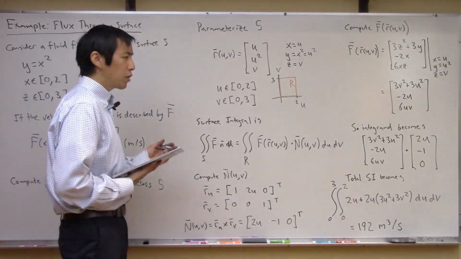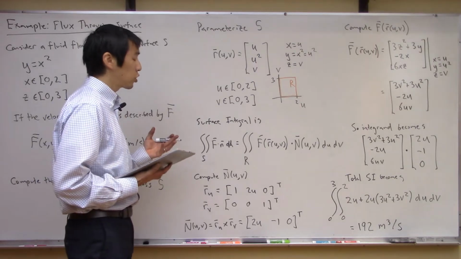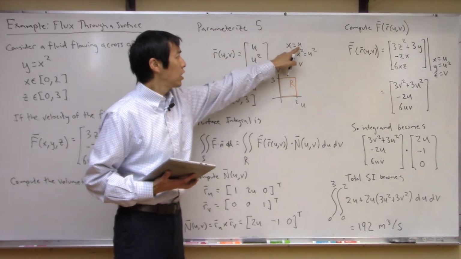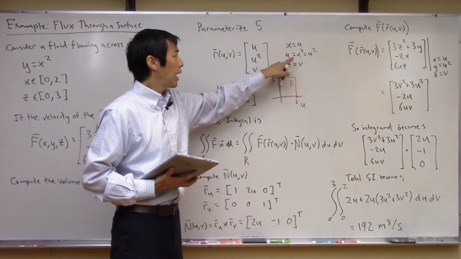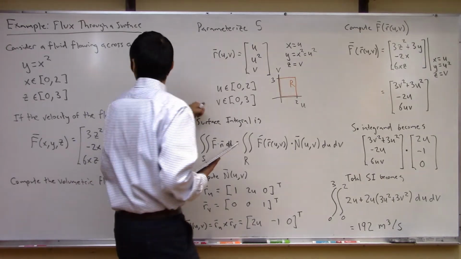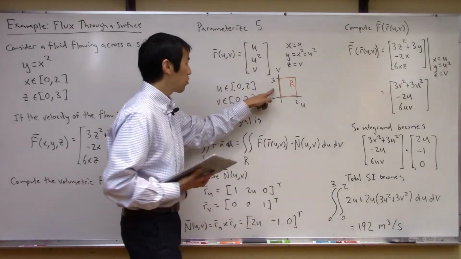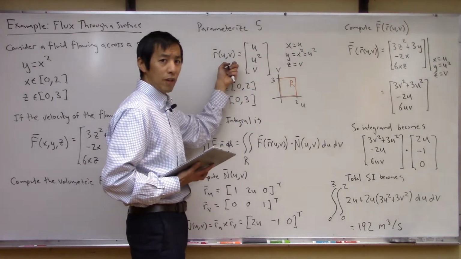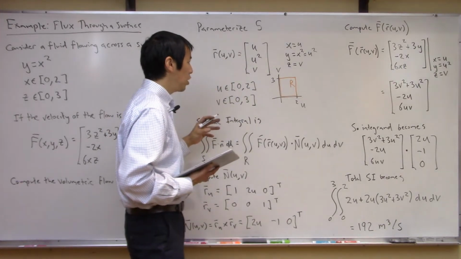The first thing we need to do is parameterize that surface S. Here's one really simple parameterization: just let x equals u, y equals u squared, and z equals v, and then let u and v run between these ranges. So here's our region R in the UV plane, and here's a parameterization of that surface S. So we're pretty much good to go.